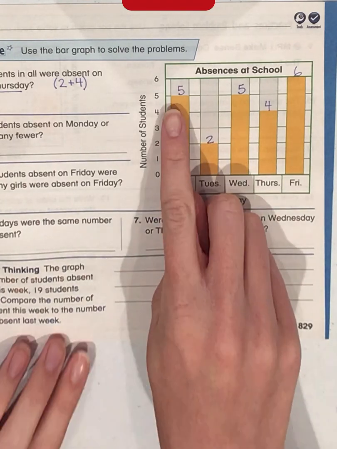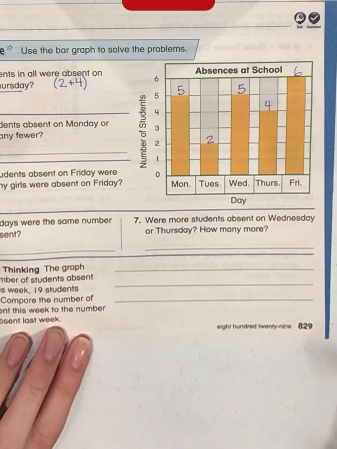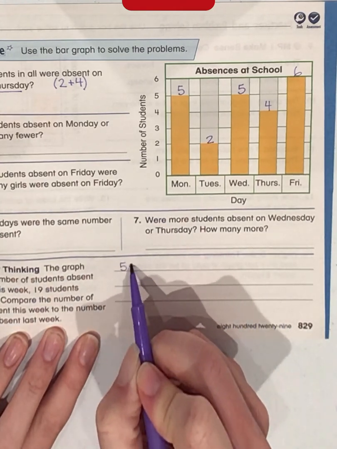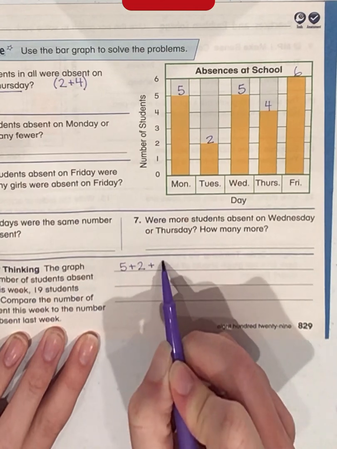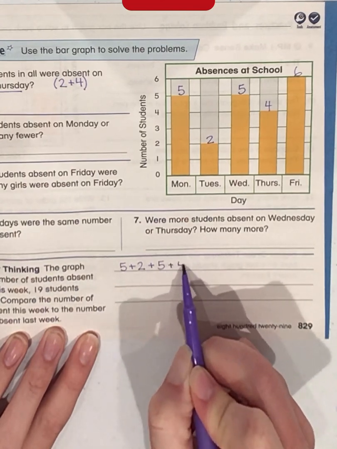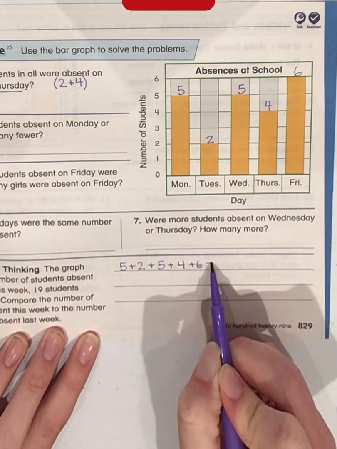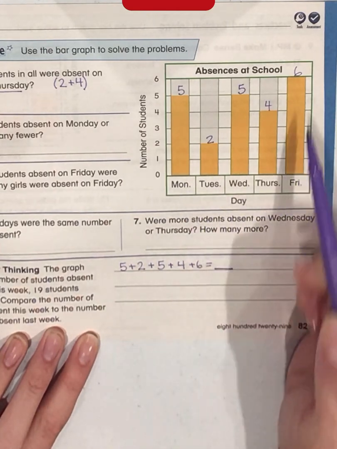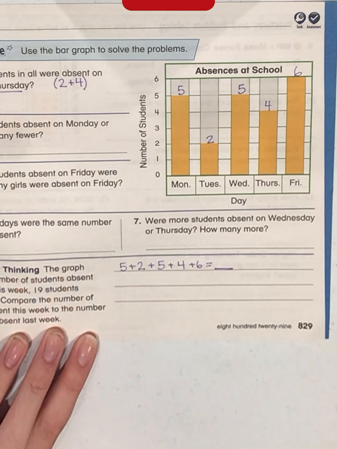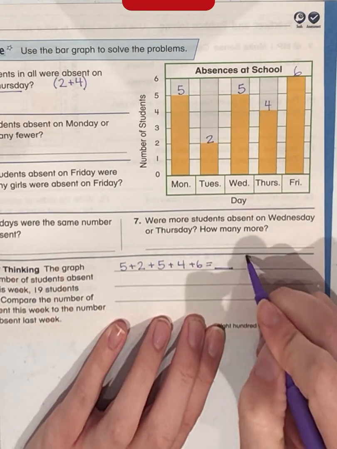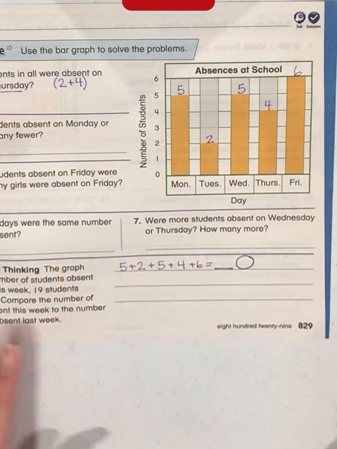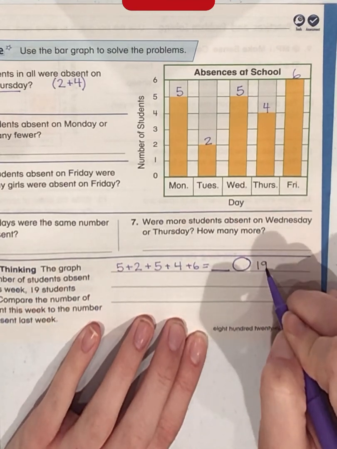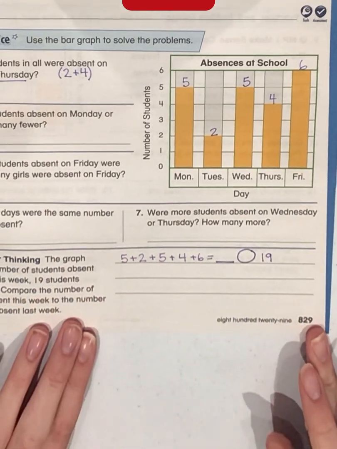So since we've already written the numbers up here, it's going to make it really easy to write our first number sentence. We're going to add 5 plus 2 plus 5 plus 4 plus 6 together. That sum is going to tell us how many students were absent last week. And then we're going to compare that number to this week. And they told us that this week there were 19 students absent.